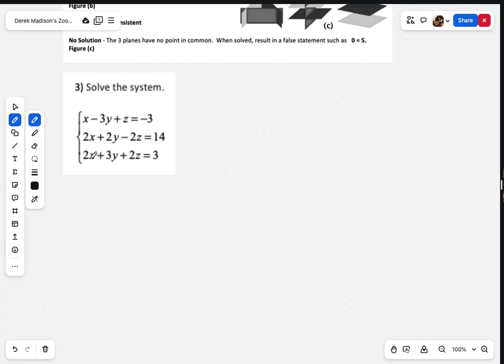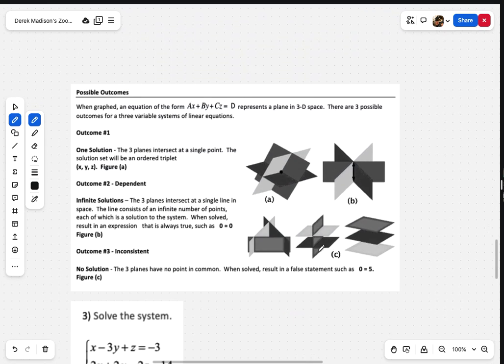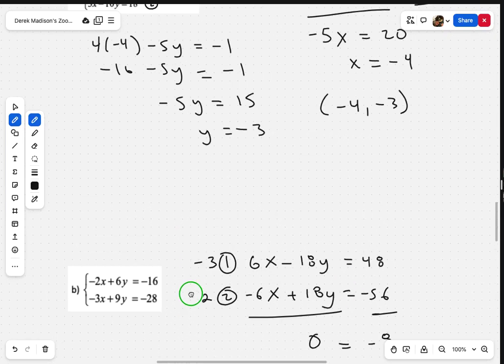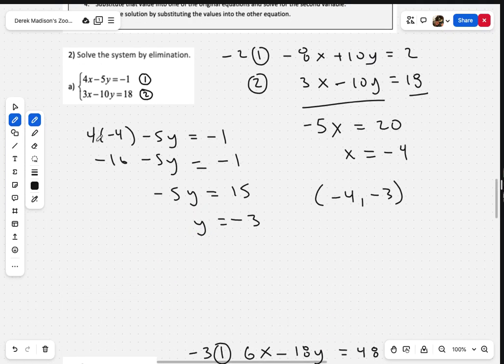But with this one, I'm going to eliminate x twice. And so I can use equation 1 and 2 together, I can use equation 1 and 3 together, or I can use equation 2 and 3 together. And I want to eliminate x twice so that I have 2 equations left in just y and z. Once we get it to there, it's just like one of these. The rest of it is everything that we just did in that problem.